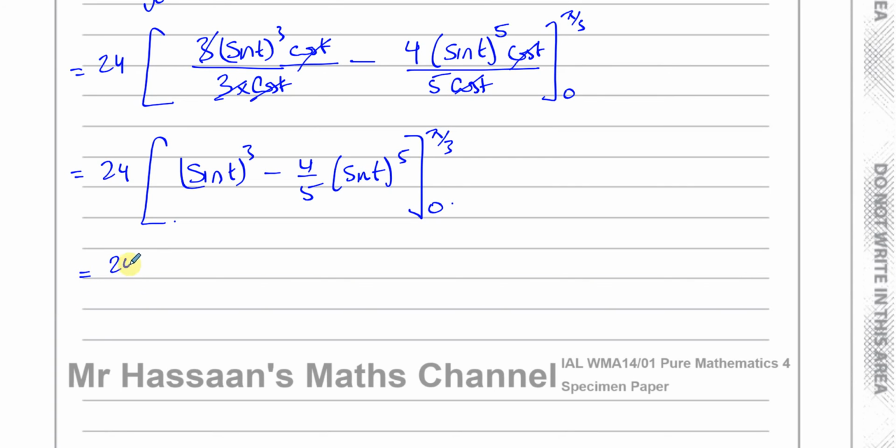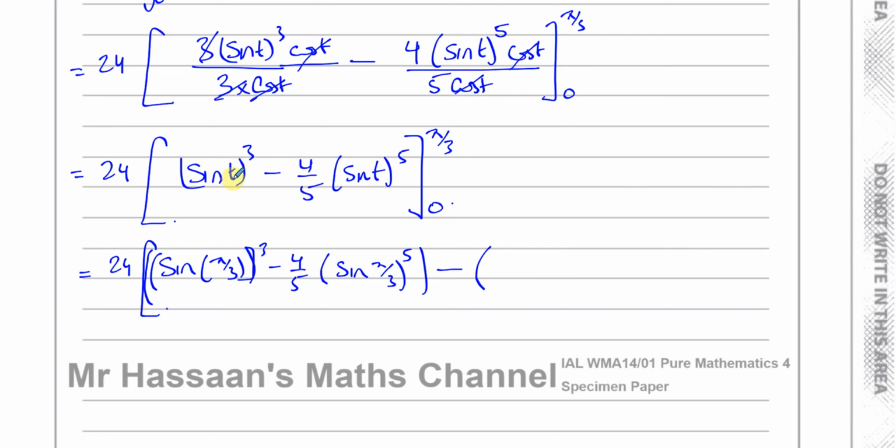You got 24 times, and this is going to be sine of pi over 3 cubed, minus 4 over 5 times the sine of pi over 3 to the power 5. And I've got to take away from that. Now if I put 0 into sine t, it becomes 0, and 0 into sine t, it's going to become 0. So this is going to be minus 0. So now I can work out what this is.